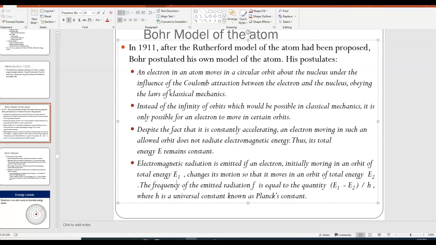Now, we're not going to talk about any models past the Bohr model, but spoiler alert, the Bohr model of the atom is also wrong. It's also incorrect. But again, it's less wrong than the Rutherford model of the atom, which was less wrong than the Thomson model of the atom.